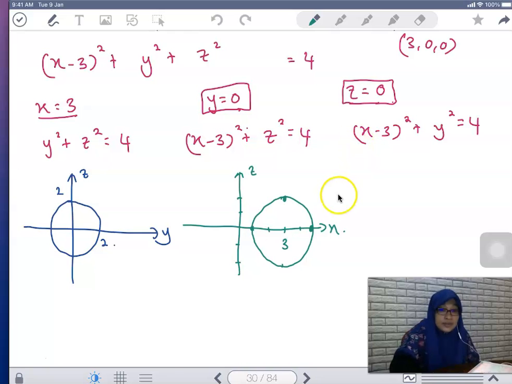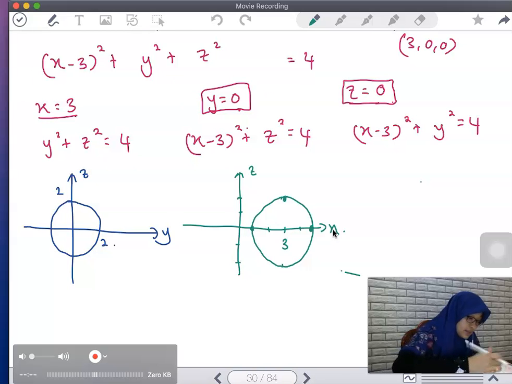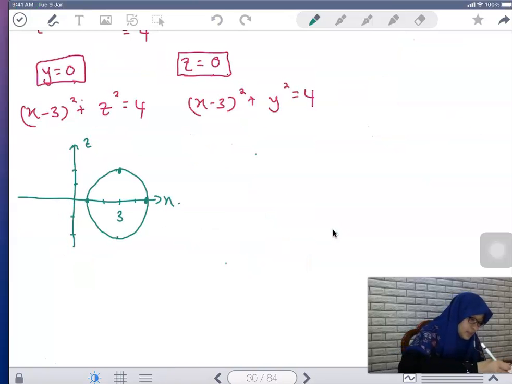Okay, now when you are standing at y equal to 0, on the x plane you can see the circle where the center is at (3, 0). Okay, no longer at the origin. So now we look at the third one.